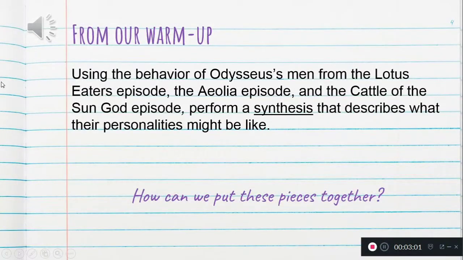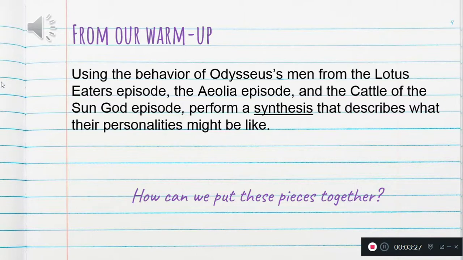Our Odyssey warm-up asked us to do a synthesis using Odysseus's men. The question said, using the behavior of Odysseus's men from the Lotus Eaters episode, the Aeolia episode, and the Cattle of the Sun God episode, perform a synthesis that describes what their personalities might be like. So, a synthesis is to take little pieces from separate things and put them together into one big important thing.